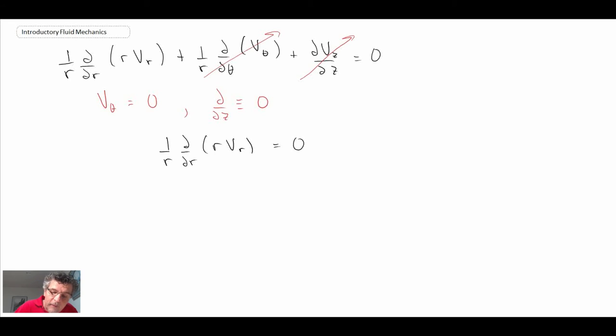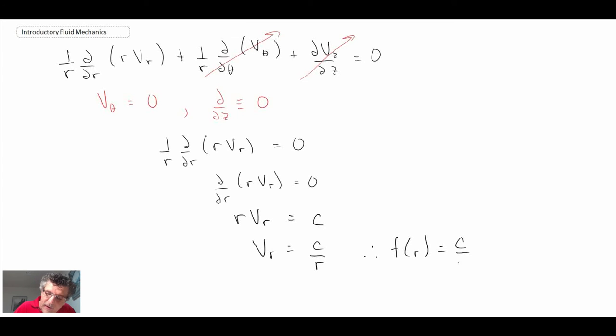So we then get partial by partial r of r V_r equals zero. If we integrate that, what we get on the left-hand side is r V_r, and on the right-hand side a constant of integration, which I'll just call constant C. So with that, we can say V_r is C over r, and therefore the function of r is just C over r. So what does that mean? That means that the velocity is going to reduce as we move out in the radial direction in a 1 over r manner.